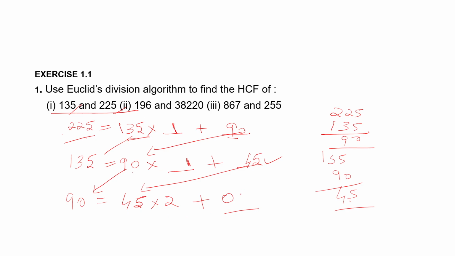Now we have arrived at R equal to 0. So what is the value of B? 45. If B is 45, what is the value of HCF? That is also 45. Is that so or not? When R is 0, B is the HCF. So HCF is 45. 45 is the HCF of 135 and 225. You have to write this as the answer, right? Okay, so let's go to the next question.